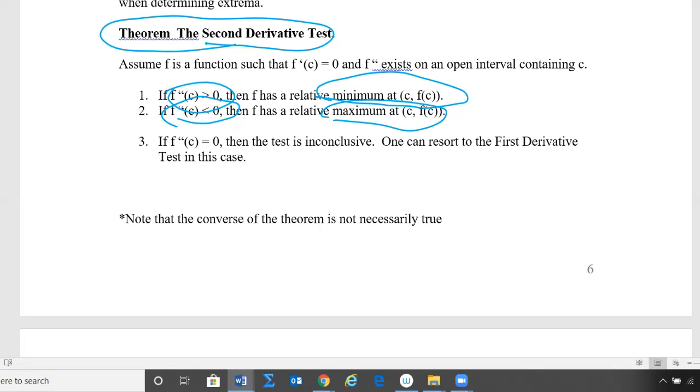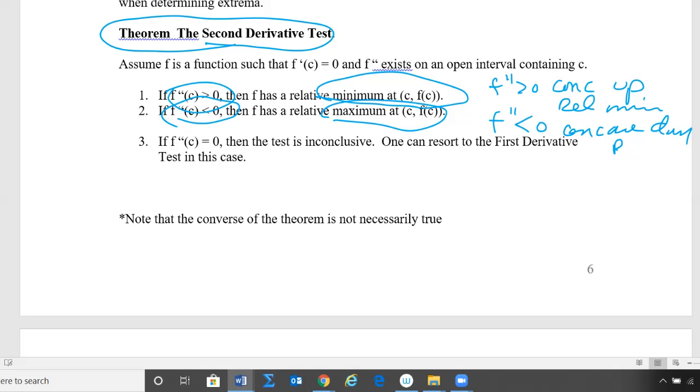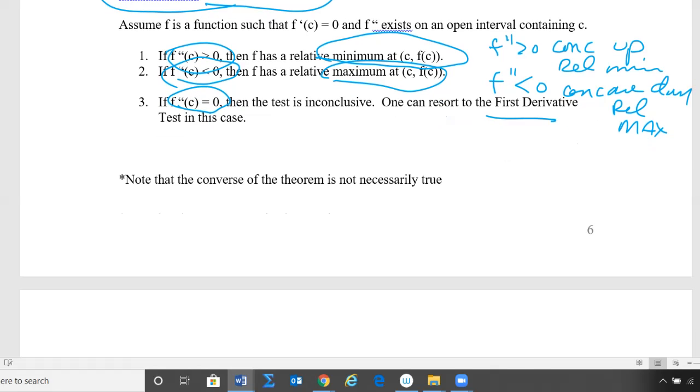So I like to say, you want to test it. If f double prime is positive, concave up, relative minimum. F double prime is negative, it's concave down, relative maximum. Okay. And if it is 0, then the test fails, and you have to resort to the first derivative test if that was the reason for your test. And we wouldn't be using this for any other reason.